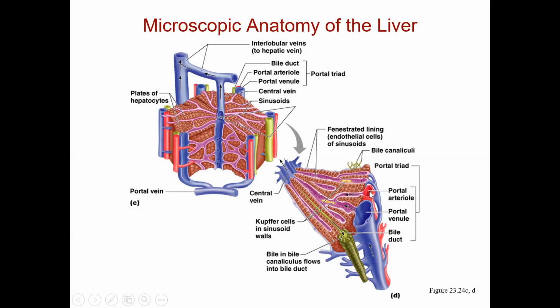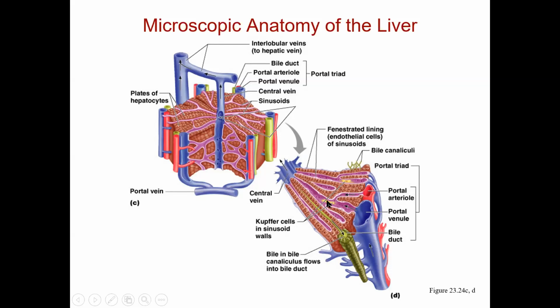And these arterioles carry oxygen-rich blood. This oxygen-rich blood is going to travel through the sinusoid and go toward the central vein as well. Okay, this way it is going to unload oxygen for the hepatic cells.